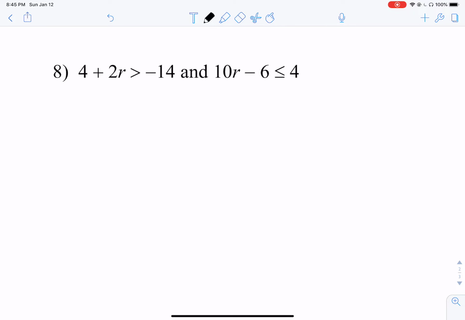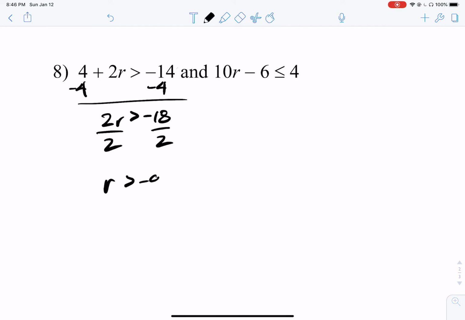So for this one, again, it's an AND inequality, a compound inequality. So that means on the number line, the graph is going to look something like this. We'll have some solution, some other endpoint, and they're going to connect. They're going to go towards each other. All right, so let's figure out what those numbers are. So we'll subtract 4 from both sides. 2r will then be greater than -18. We divide by 2, and r is greater than -9.